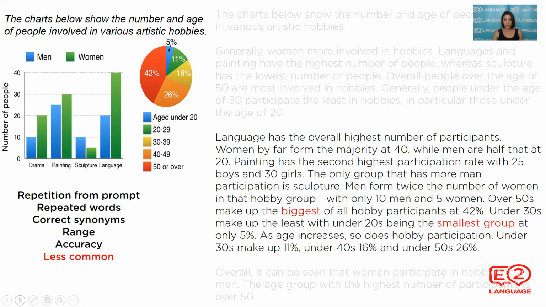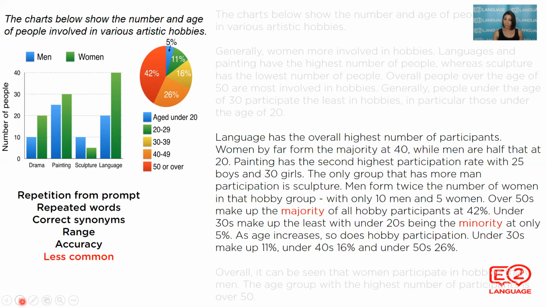Next, I want to use some less common vocabulary to show that I have a wide range. So instead of the biggest group and the smallest group, I can use less common vocabulary like the majority and the minority. All right, so here are some examples of how you can increase your vocabulary score by not repeating the prompt and paraphrasing instead, by using synonyms to avoid repeating the same word more than once or twice in a paragraph, choosing the correct synonyms, showing a range of vocabulary, using accurate choice, and using less common words.